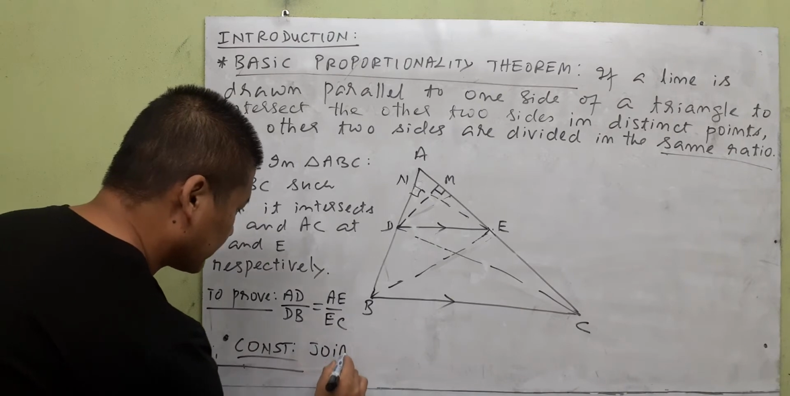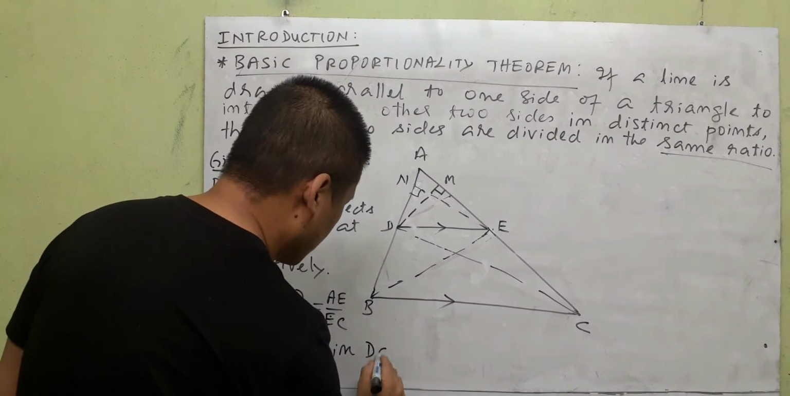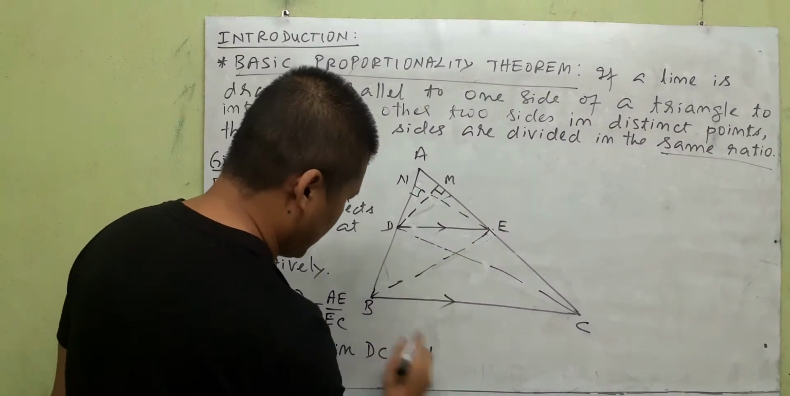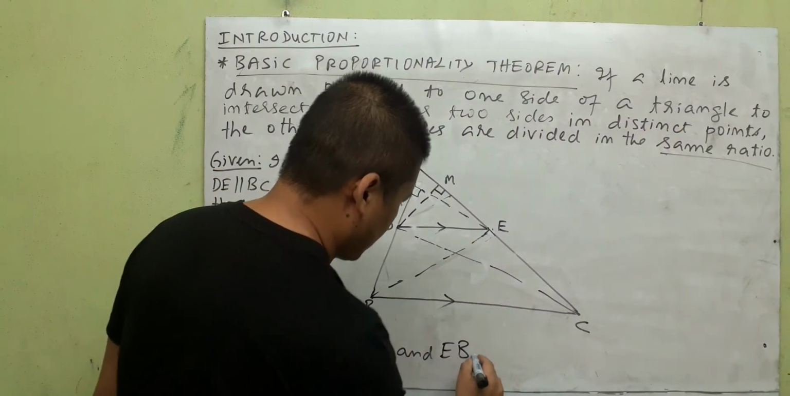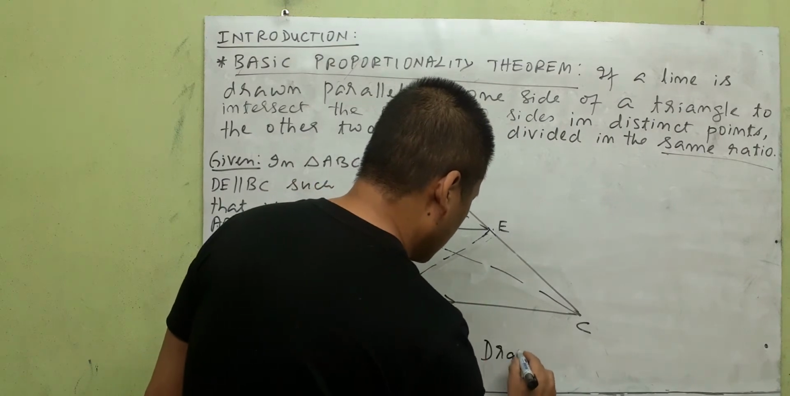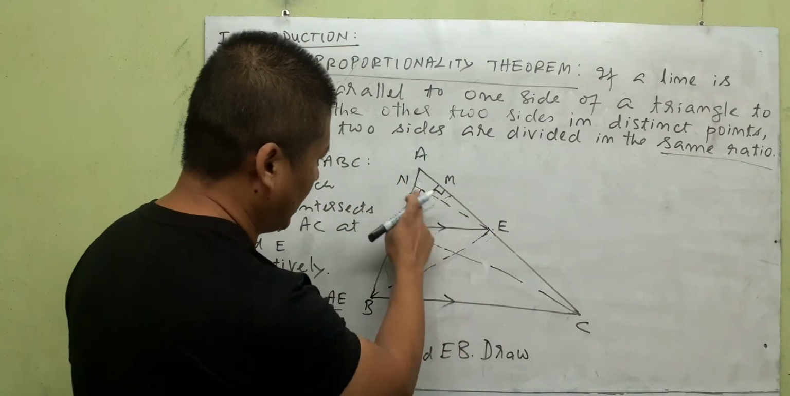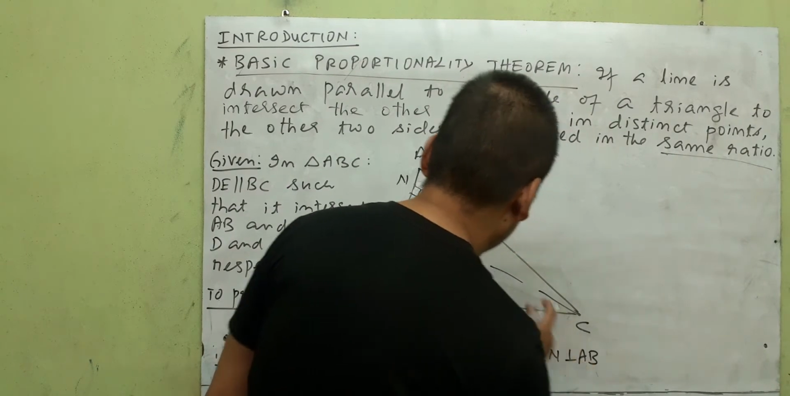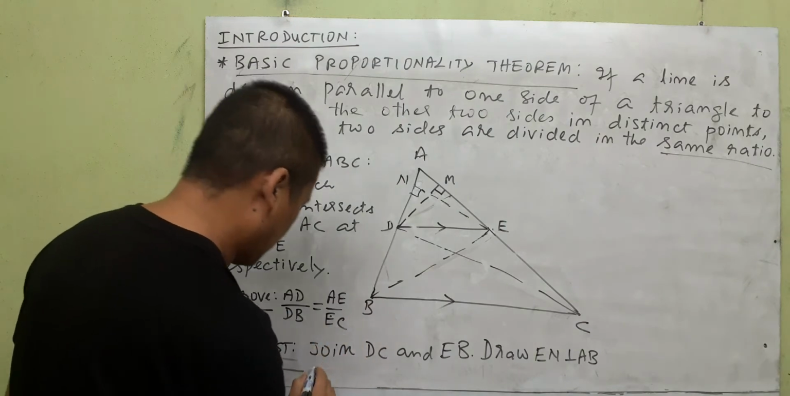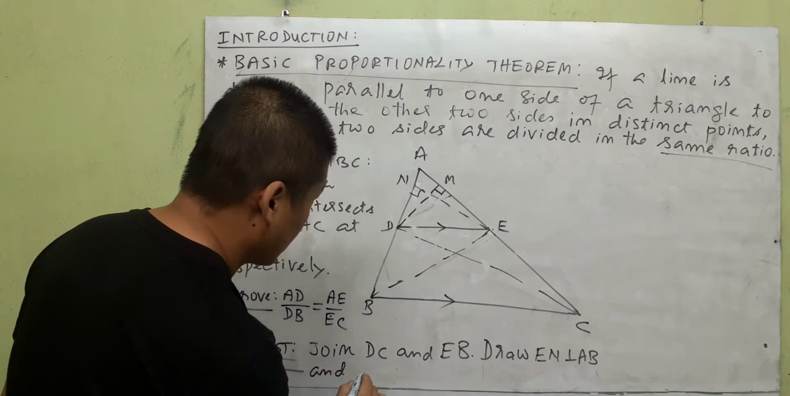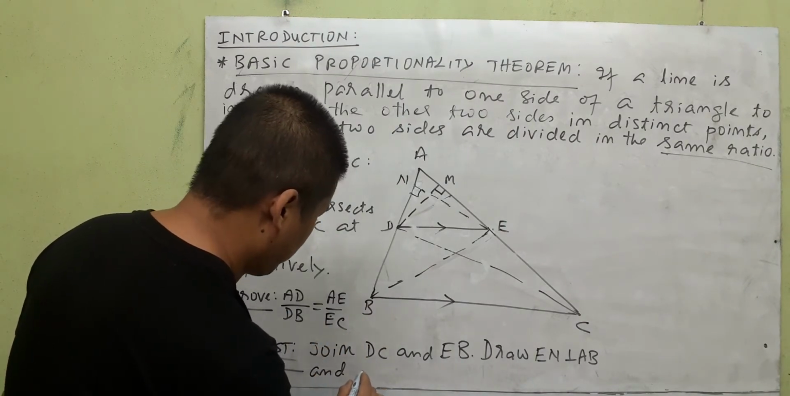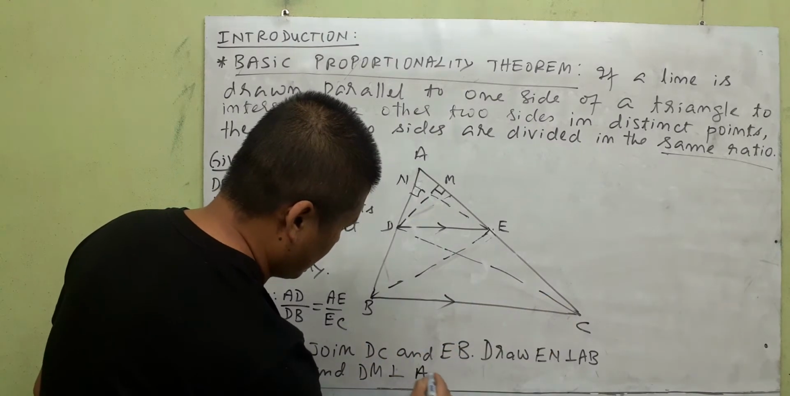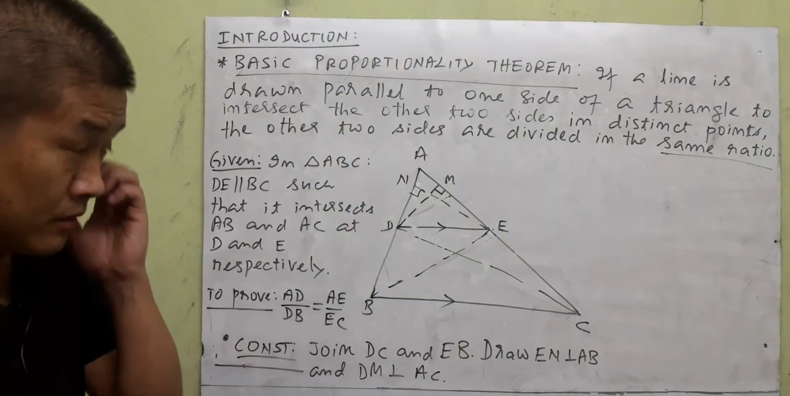Join this one here, DC and BE or EB, whatever, and then after that draw this one here, EN perpendicular to AB, EN perpendicular to AB, and DM perpendicular to AC. So this is our construction. So let us start the proof.